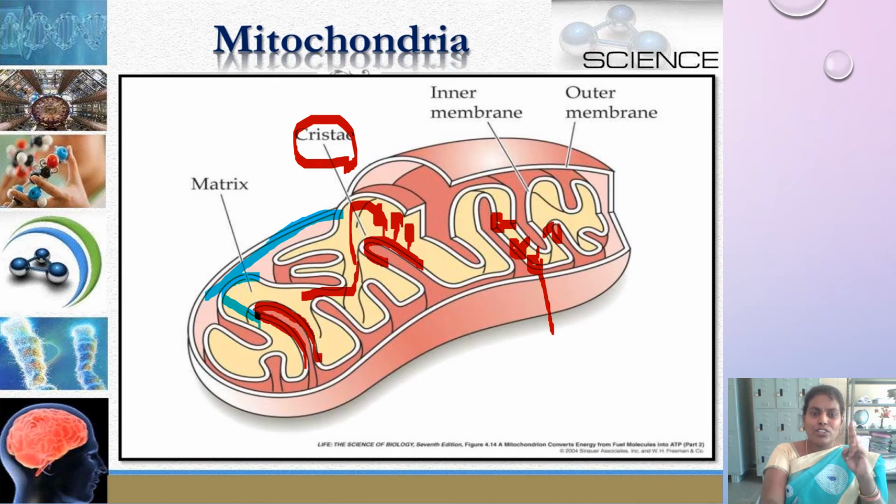It is bounded by two membranes, and the place between these two membranes is called matrix. Into the matrix, the inner membrane of the mitochondria is folded inwards. These foldings are called cristae. These cristae contain so many other small structures which are called oxysomes.